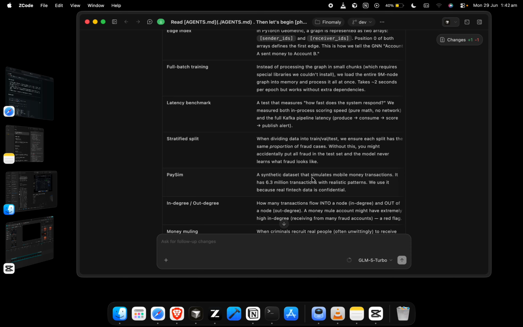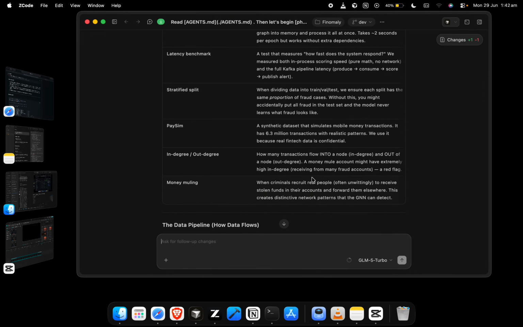Stratified split. When dividing data into train, evaluation, and test, we ensure that each split has the same proportion of fraud cases. Without this, you might accidentally put all fraud in the test set and the model never learns what fraud actually looks like. PaySim, this is the dataset that simulates mobile money transactions. It has 6.3 million transactions with realistic patterns. We use it because actual fintech data is confidential, so this is the best we can get our hands on.